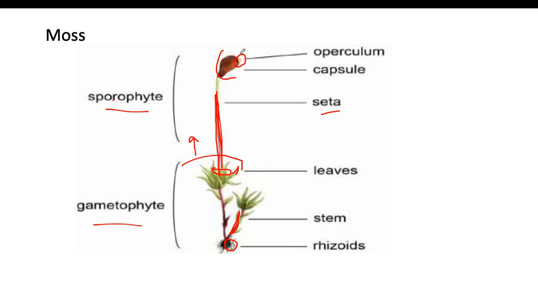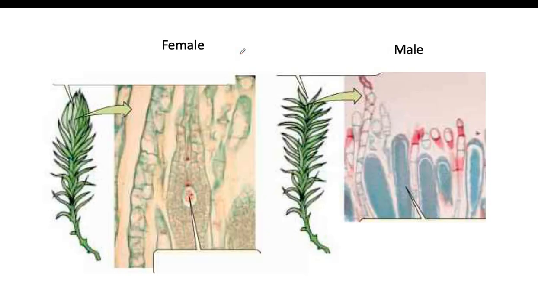So again, take this and also compare it to the lecture material on the alternation of generations. Now, in lab, we would take a microscope and we would actually look at these sex portions of the moss.